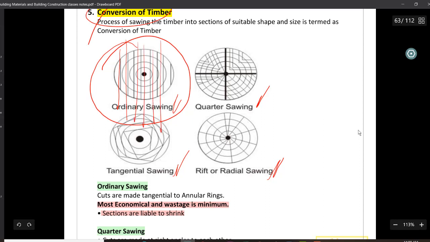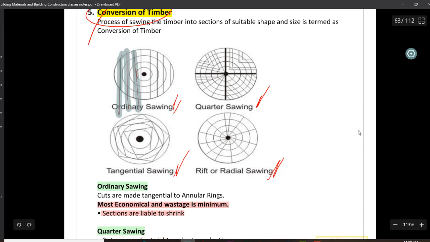Cuts generally are made tangent to annular rings. If you have an annular ring, you cut tangent to it, like that. So it is most economical and wastage is minimal, because you are getting clear logs from all the parts and you will be using them. Wastage is very minimum, but the sections are liable to shrinkage.